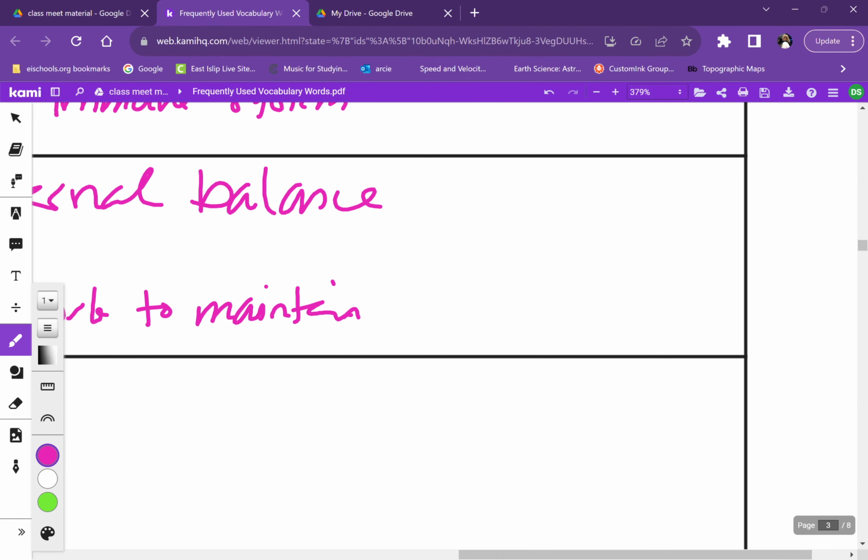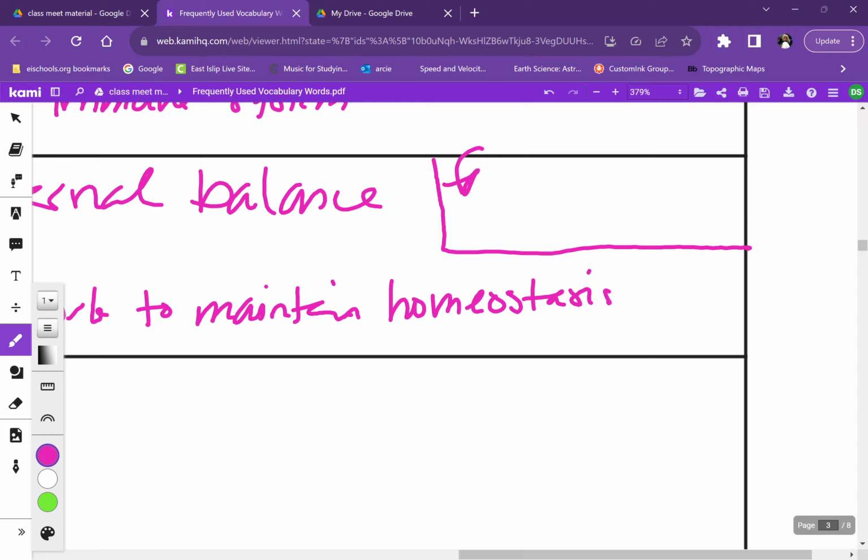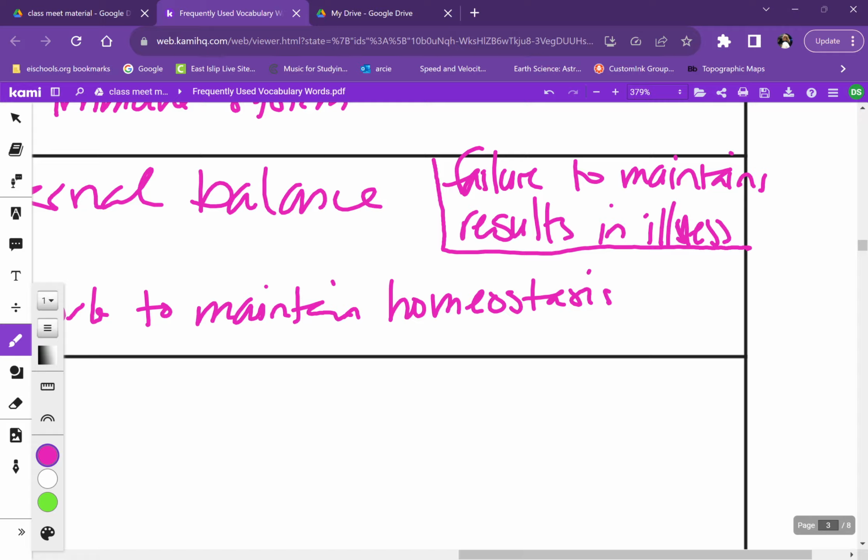To maintain homeostasis, our body systems work together to maintain dynamic equilibrium. They work together as feedback mechanisms to maintain homeostasis. That's our biggie. Failure to maintain it results in illness, and then death.